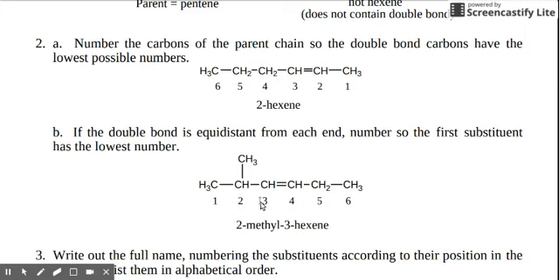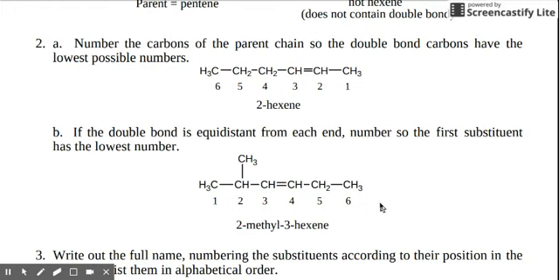But there is a branch. So you have to name the branch first, according to how we named our branched alkane before. It's in carbon 2, so you mention that first. So that becomes 2-methyl-3-hexene. So that's the complete name for this compound.